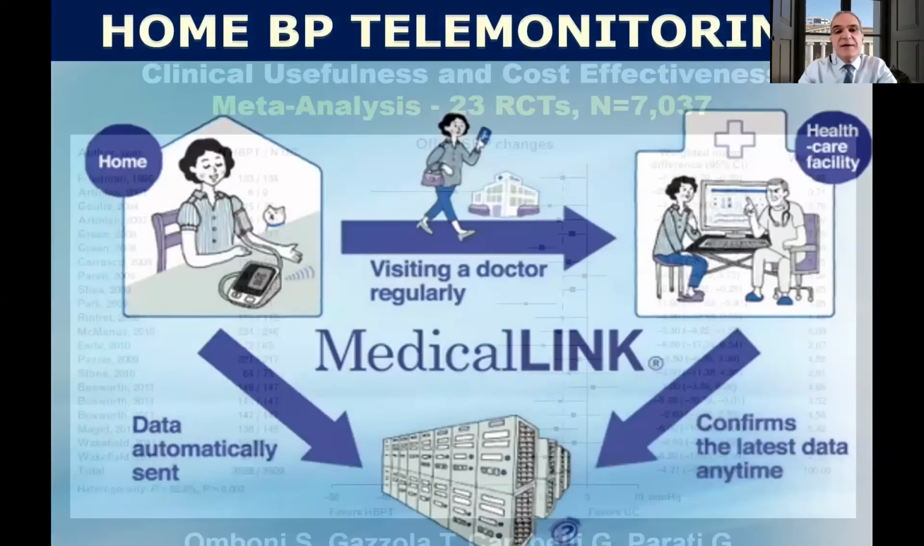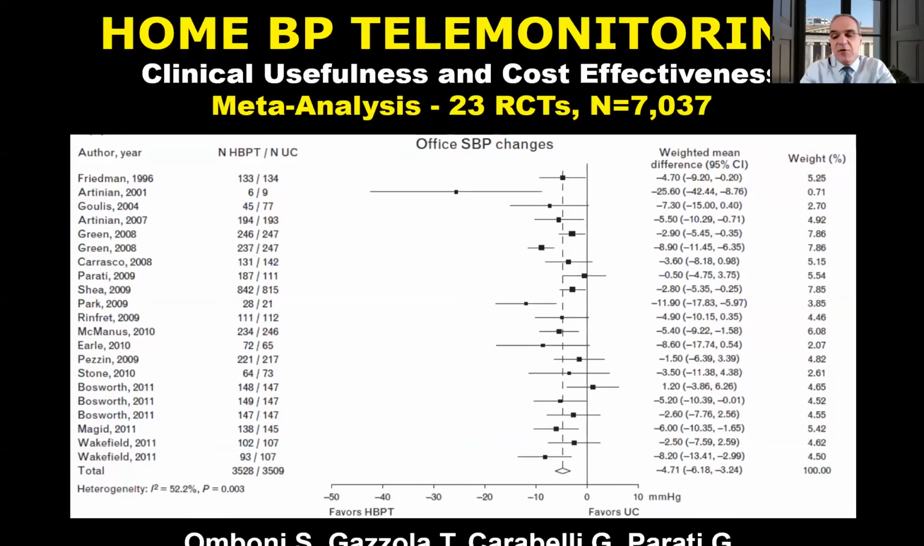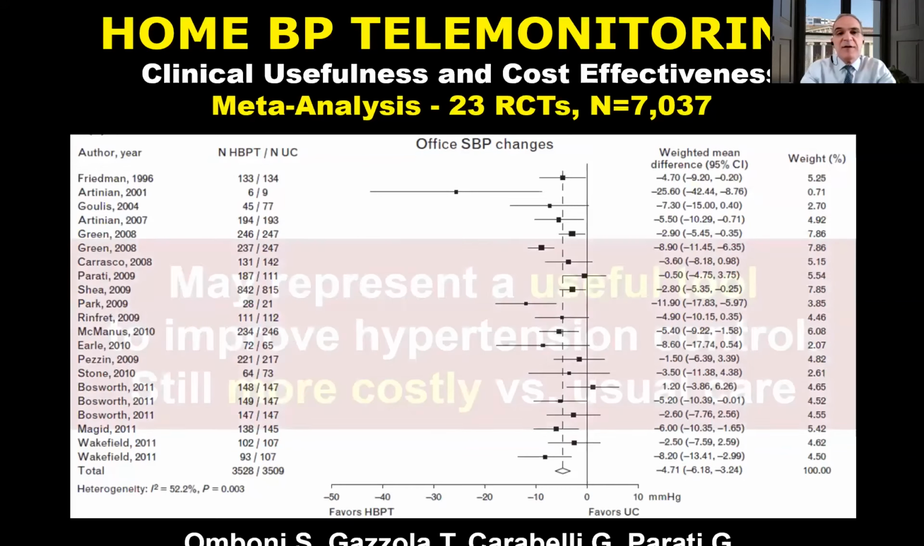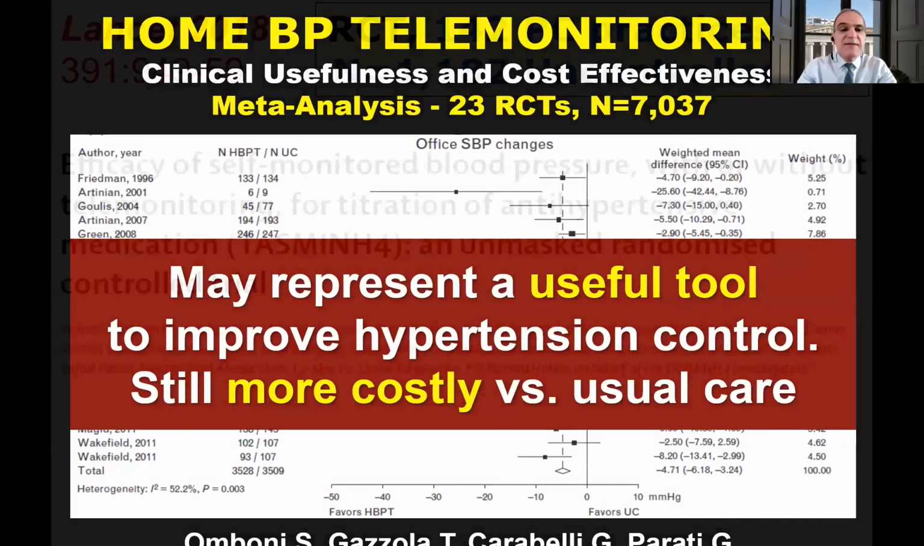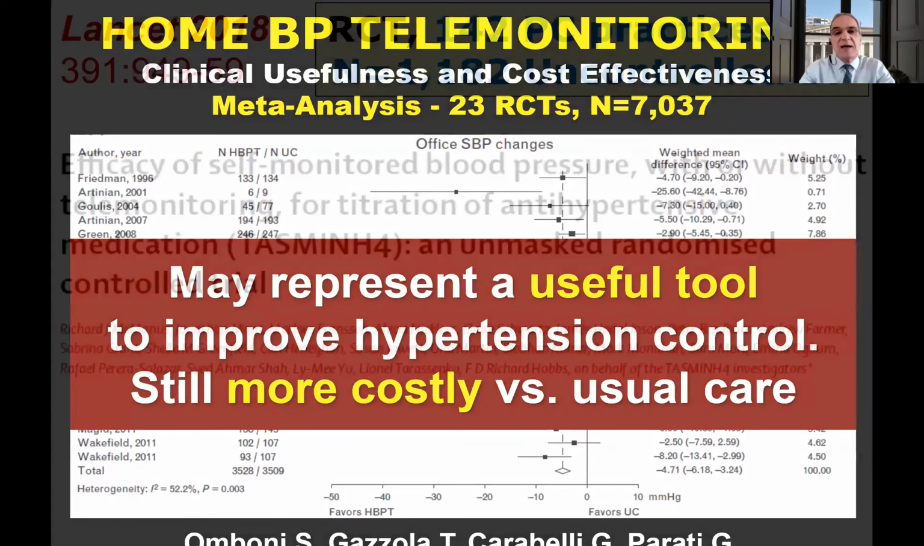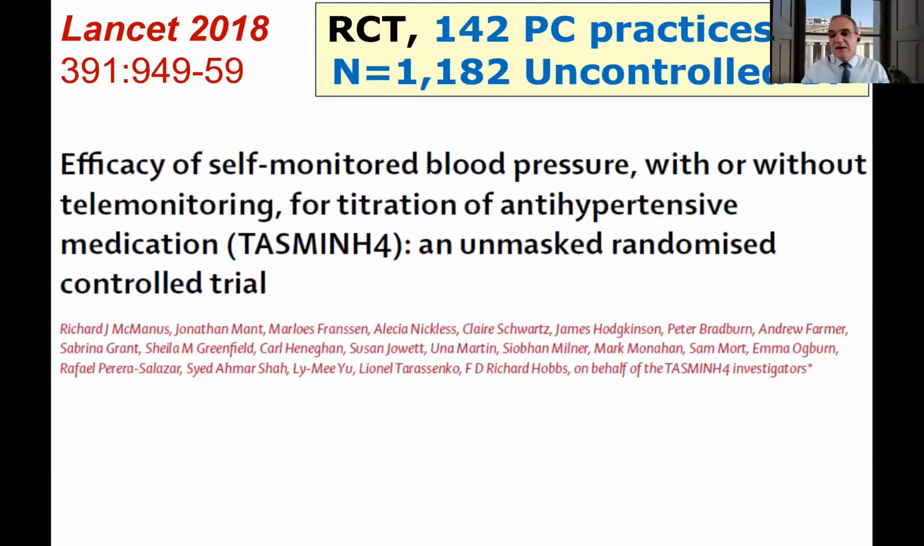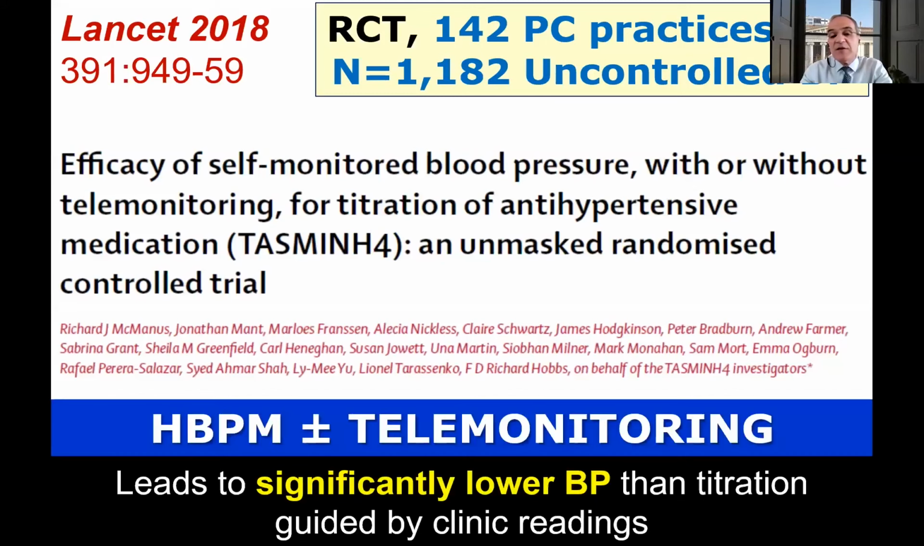So you can see here a meta-analysis of studies on home blood pressure telemonitoring, and the conclusion is that home blood pressure telemonitoring may represent a useful tool for improving hypertension control, still more costly versus usual care, but as I said, the cost of such applications is being reduced. And this is a study by Richard McManus in the UK, who actually used self-titration of treatment by patients using home blood pressure telemonitoring. He concluded that home blood pressure telemonitoring with self-titration can lead to significantly lower blood pressure, and this should become the cornerstone for hypertension management.